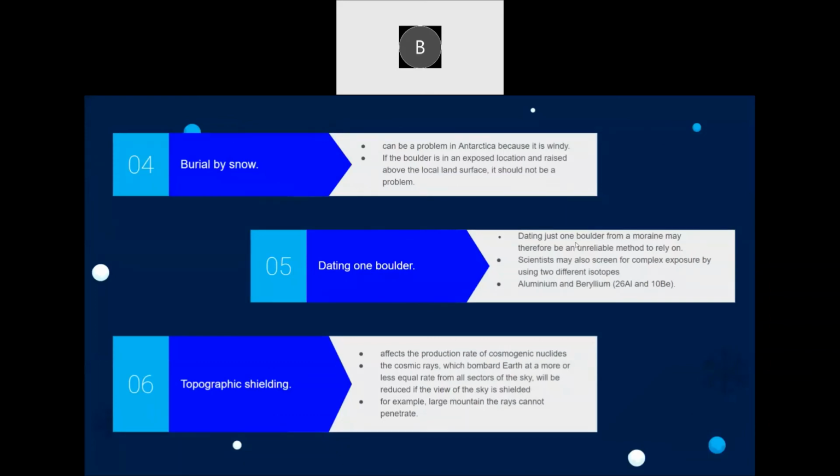Next, dating one boulder only. This causes the method to be unreliable, and scientists may screen for complex exposure using two different isotopes, which are aluminium and beryllium. Lastly, topographic shielding. This is because the sky shields it, and the cosmic rays which bombard Earth will be reduced and affect the production rate of cosmogenic nuclei.